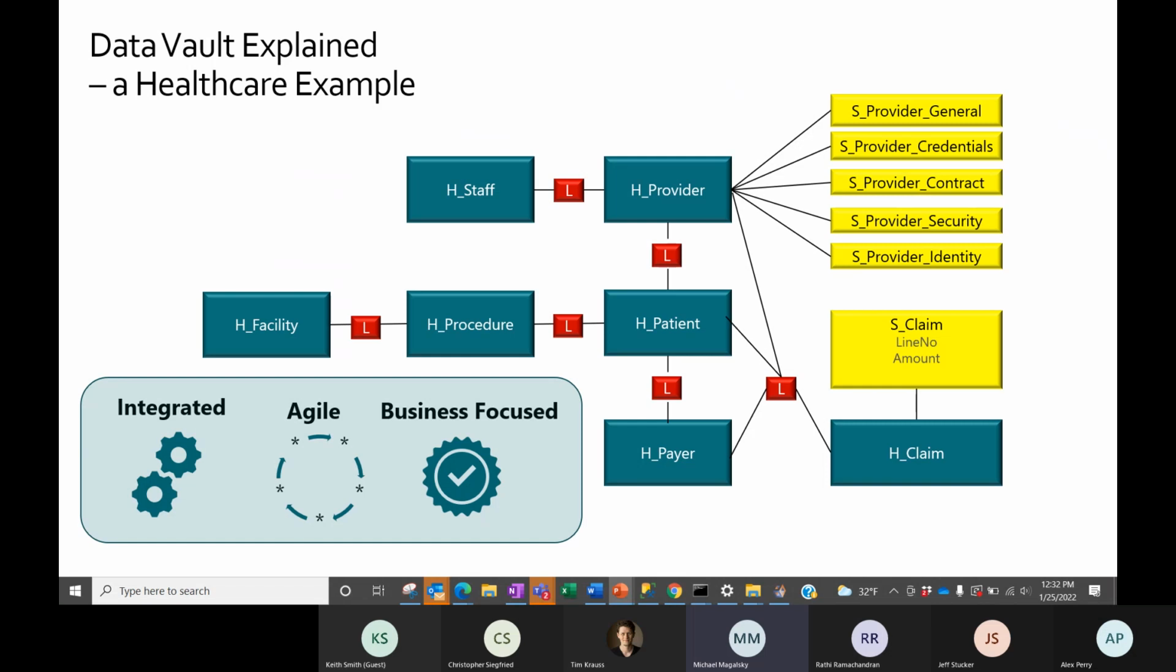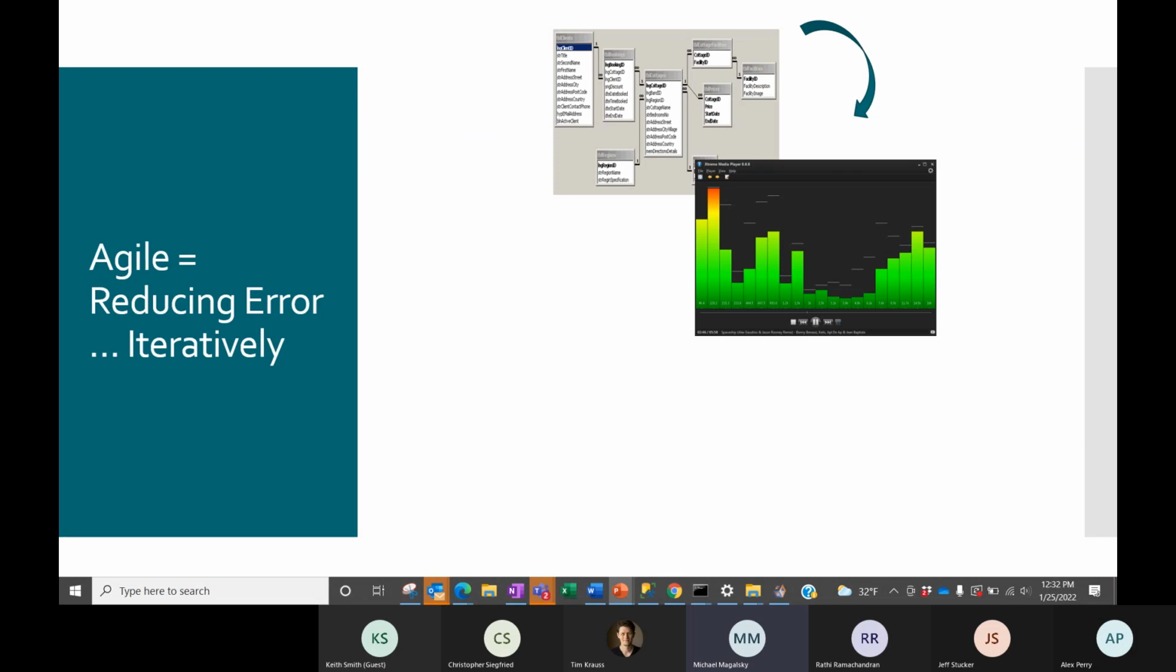So because of that approach and Dan Linstedt's ability to write and communicate to us in his Data Vault books, we have an integrated data model that's agile in that it can be built iteratively, and it's business focused. Something I didn't mention earlier, but you can look at these objects and a business user can read this data model. H provider, H patient, H payer, it's pretty obvious what those relate to because they're in the business vernacular and they use business terminology.